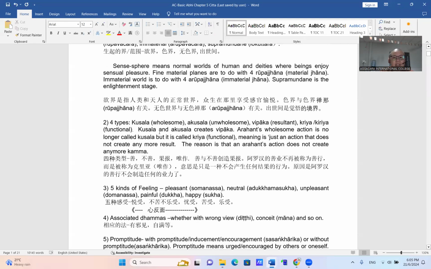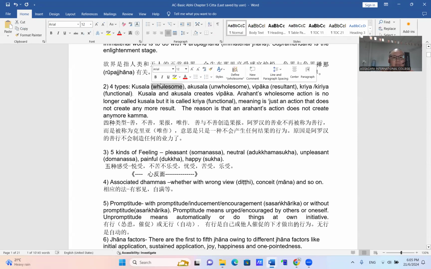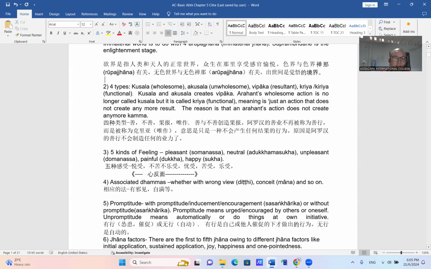Okay. And citta are changed according to the types. Okay, we have 4 types. The first one is called kusala, akusala, vipaka. Right? Kusala means wholesome. So it's very easy. You just remember kusala means wholesome. And with akusala, when we read, we should read it as akusala, we don't read it the other way. It comes from the word not kusala.